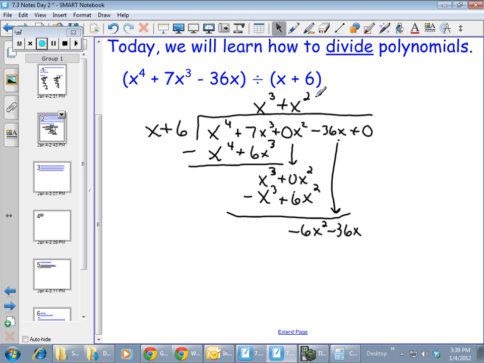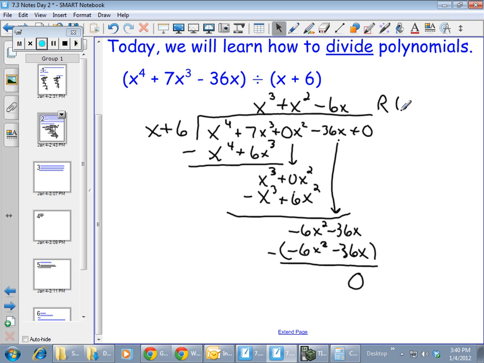Alright, so now what do we put up here so that when we multiply it by x we get negative 6x squared? So hopefully you're telling me it's negative 6x. So negative 6x times x is negative 6x squared. And then negative 6x times 6 would be negative 36x. We subtract, and look at that. We end up with negative 6x squared minus negative 6x squared. That cancels out, that's 0. And negative 36x minus negative 36x is also 0. So the remainder is 0.